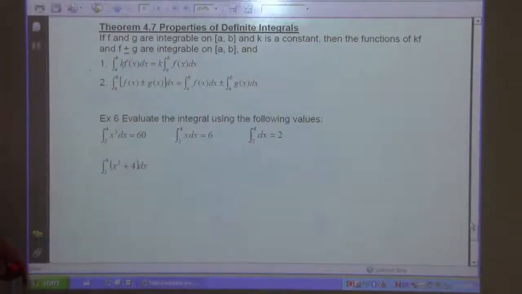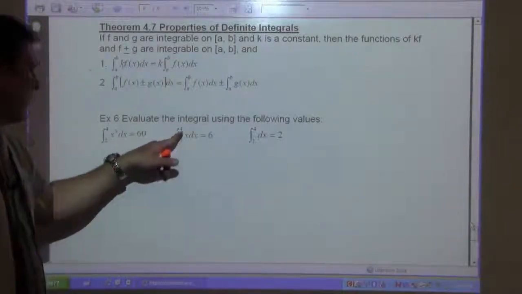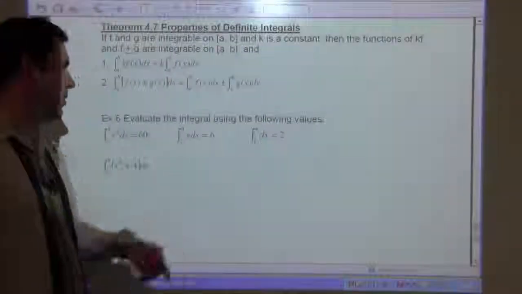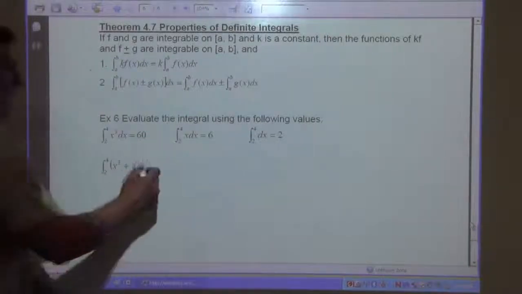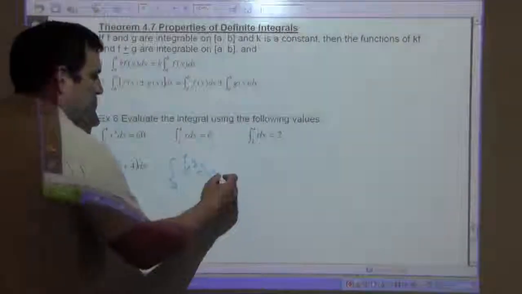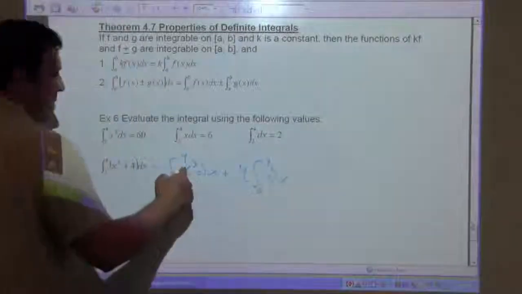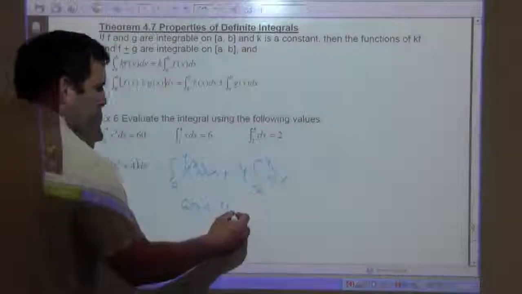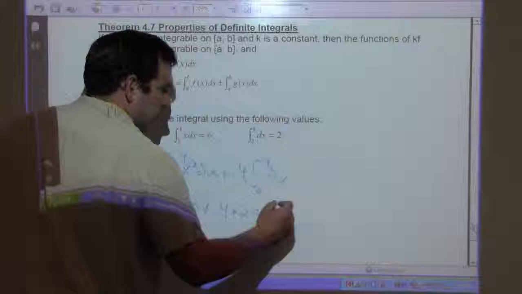So we're given that the integral from 2 to 4 of x cubed dx is 60. I keep saying it backwards. The integral from 2 to 4 of x dx is 6, and from 2 to 4 of dx is 2. What is the integral from 2 to 4 of x cubed plus 4? That's the integral from 2 to 4 of x cubed dx plus 4 times the integral from 2 to 4 of dx. The first one is 60, plus 4 times, this one is 2. So that's 68.